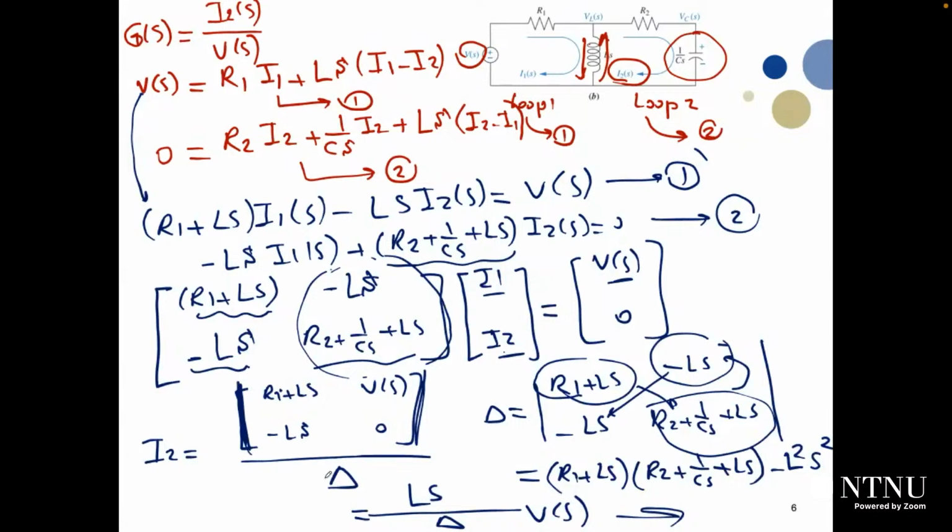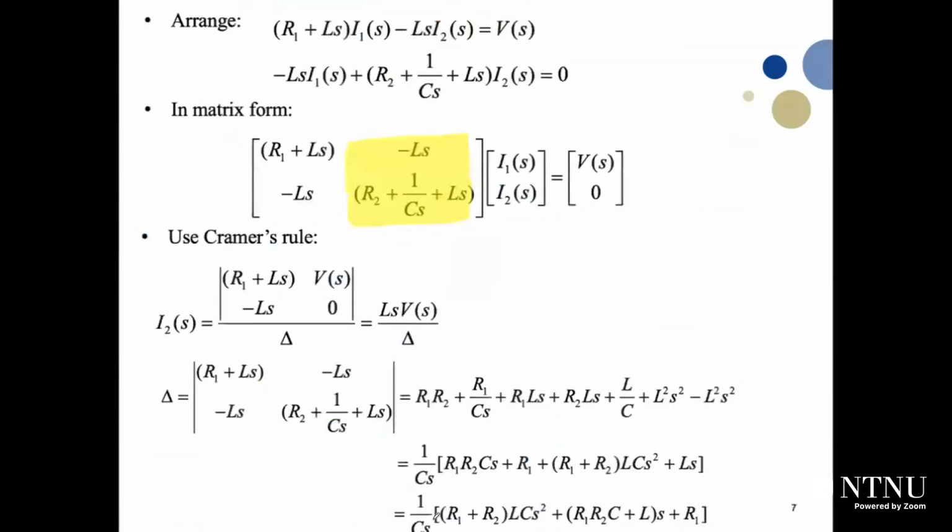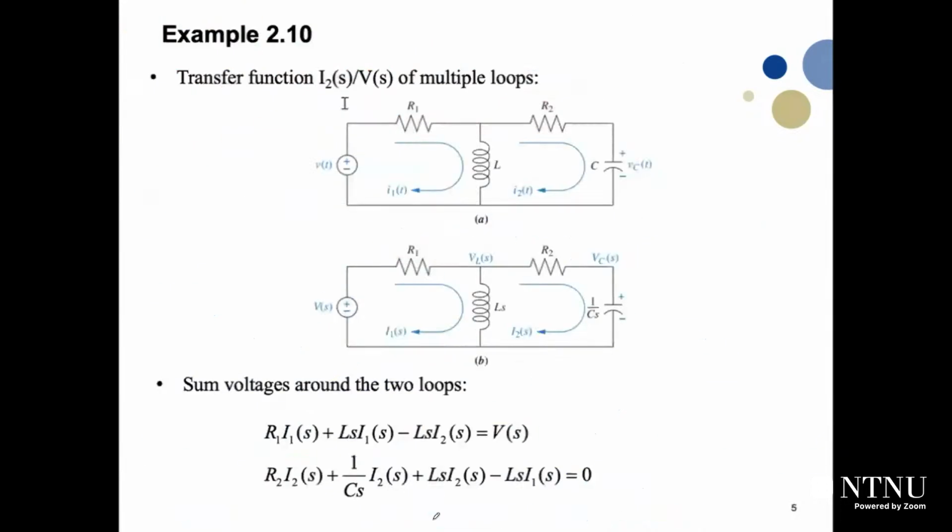When we divide both sides by V of S, we will get on that side I2 divided by V of S, right? So it will be LS divided by delta, right? We need to just make it simple. So we can go to the slides. So I can go back to the example.